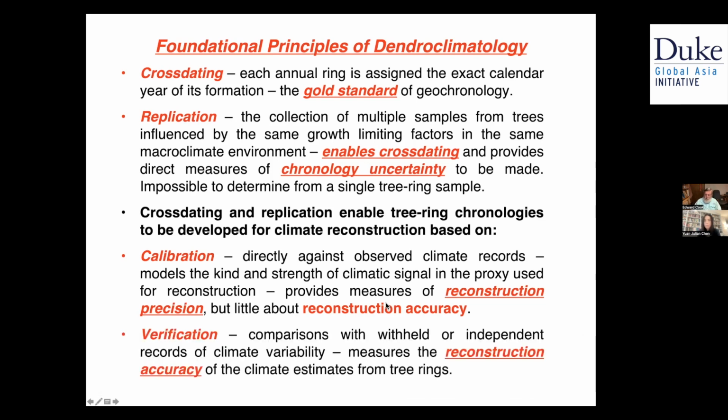Cross-dating and replication then enable tree ring chronology to be developed for climatic reconstruction based on calibration directly against instrumental climate records, which provides a measure of reconstruction precision, but not a lot about reconstruction accuracy. And therefore, we go through a whole process of validation or verification in which we compare the tree ring estimates of past climate against withheld or independent records of climate variability. And this provides us with a direct measure of reconstruction accuracy of the climate estimates from tree rings.